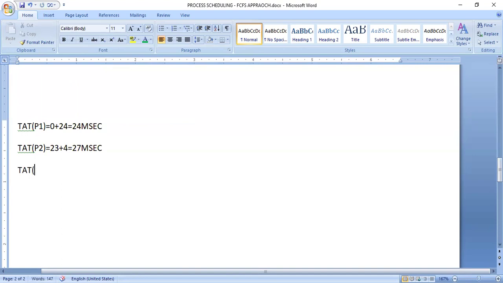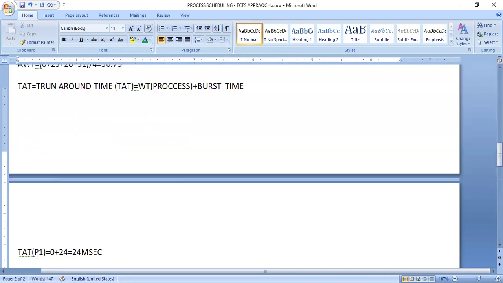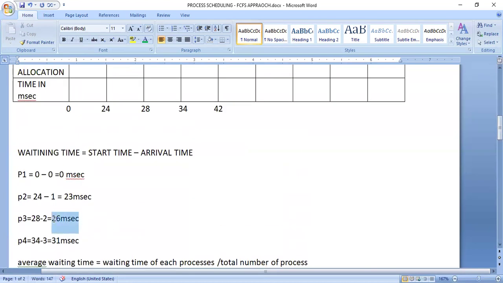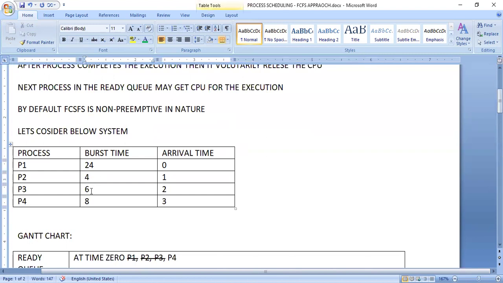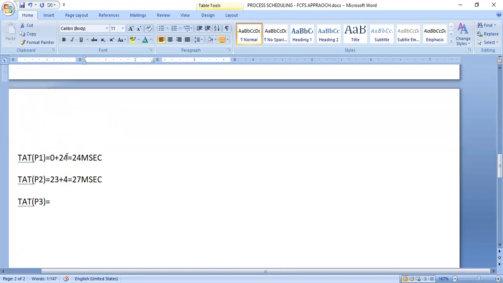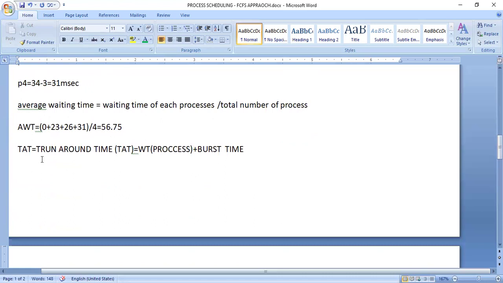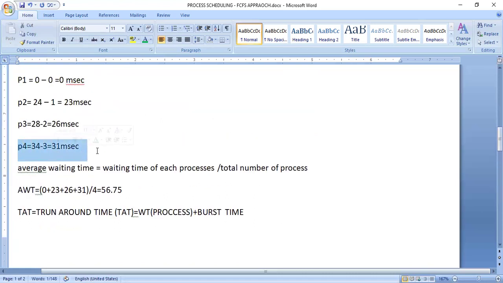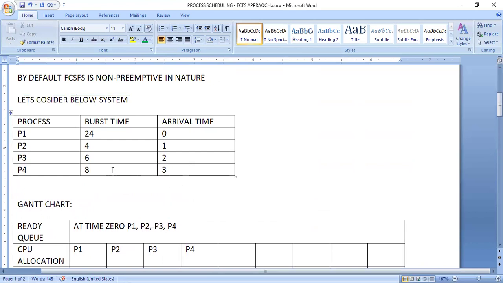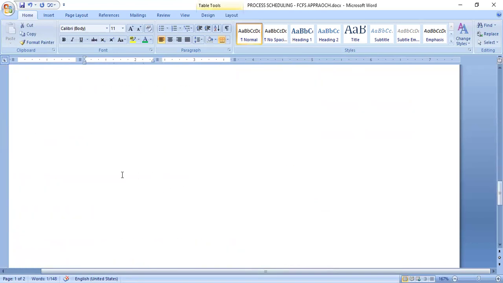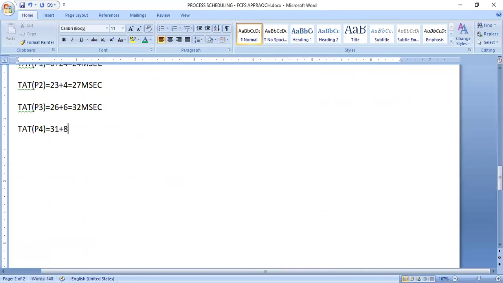Again, TAT of the next process, P3. Similarly, you can calculate. What is the waiting time for P3? 26. What is the burst time? 6. So 26 plus 6. What's the answer? 32 milliseconds. The last process is P4. Similarly, we calculated the waiting time as 31 milliseconds. 31 plus 8 will become 39 milliseconds.